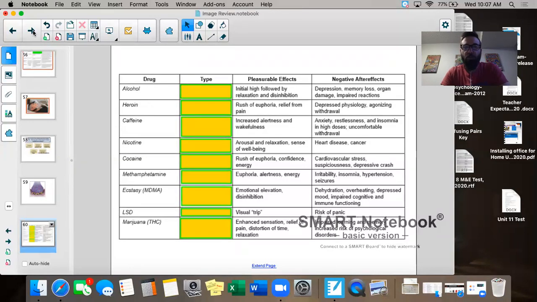All right, let's look at drugs. The first column is going to be the drug, and then let's look at the category, or what type we would call it. Then we've got the effects, both pleasurable, so this would be why you would be using it, and negative, so what would be a problem for it.